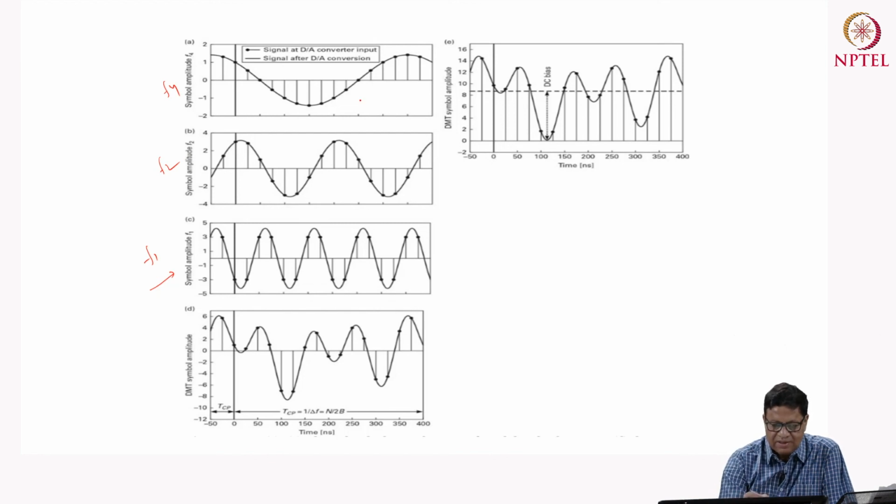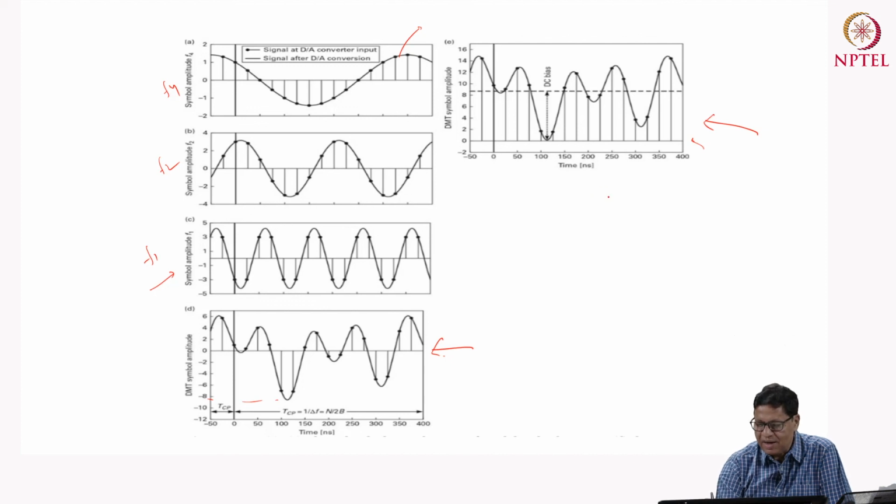So these are the different frequencies, and these are the samples after digital to analog conversion. So you get something like this. And if you add all these things, you get a DMT symbol amplitude, or the OFDM signal, which is of this form, which is given here. Now it has negative components also, -8 for example. So I need to give a DC shift to make it positive. So my DC shifted optical OFDM system will look something like this, for the example which I had taken in the last slide.